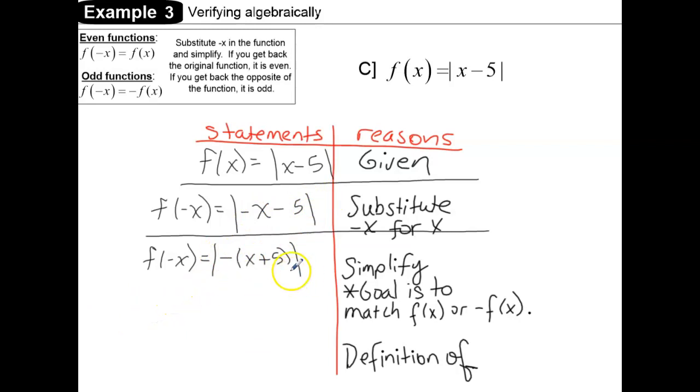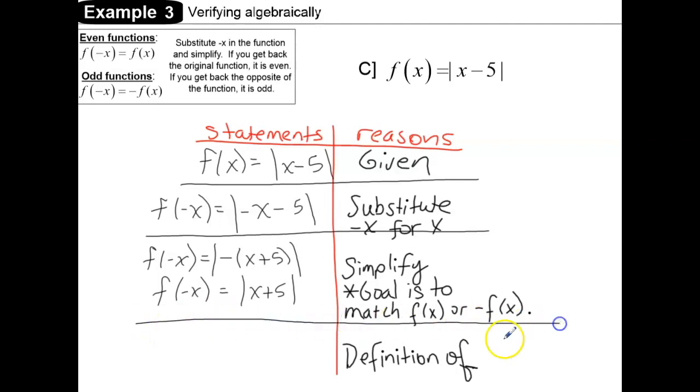Now remember, absolute values make everything positive. So if I have a negative number inside my absolute value, that would simplify to f of negative x is equal to the absolute value of just that quantity x plus 5, because the absolute value is going to take that negative away anyway. And that's really as simplified as I'm going to get there.